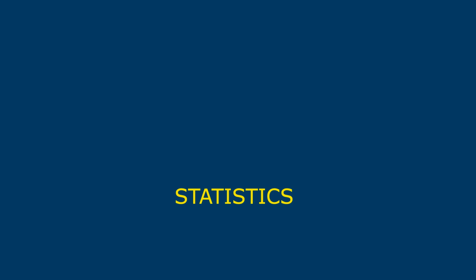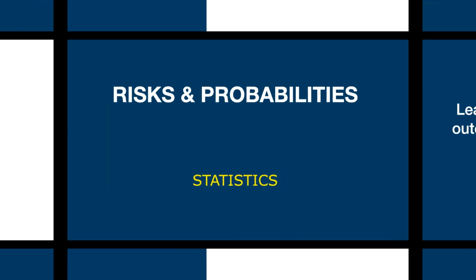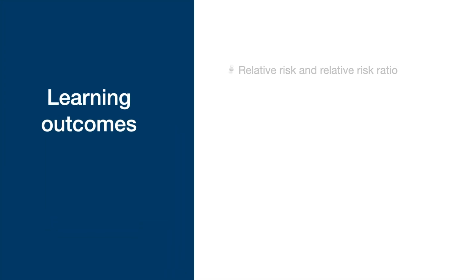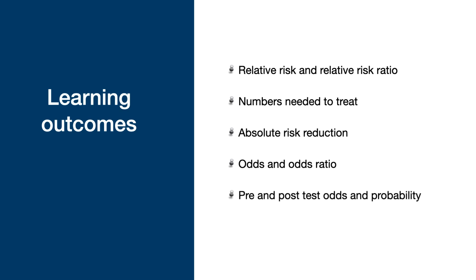Hello and welcome to the topic Risks and Probabilities in the module Statistics. Here we will be looking at relative risk and relative risk ratio, numbers needed to treat, absolute risk reduction, odds and odds ratio, as well as pre- and post-test odds and probability. Let's get started.